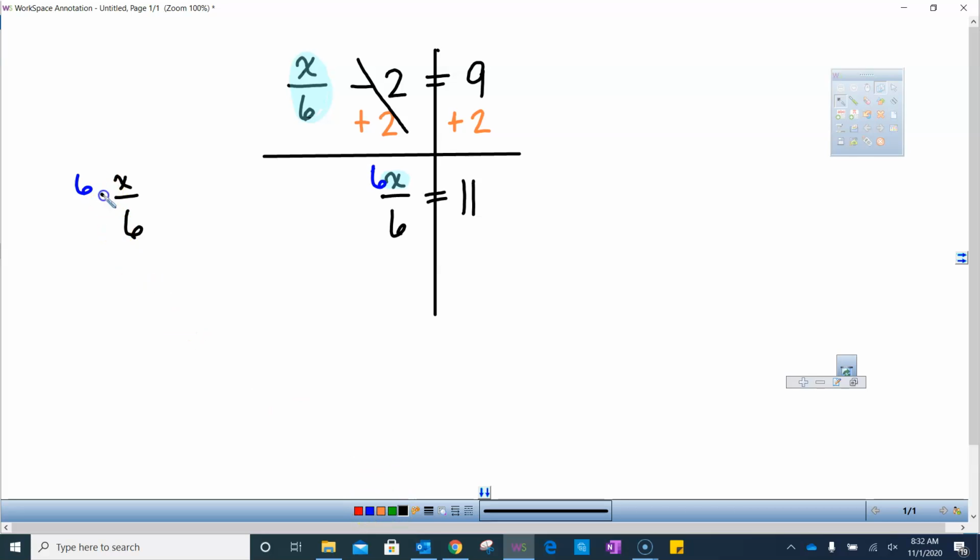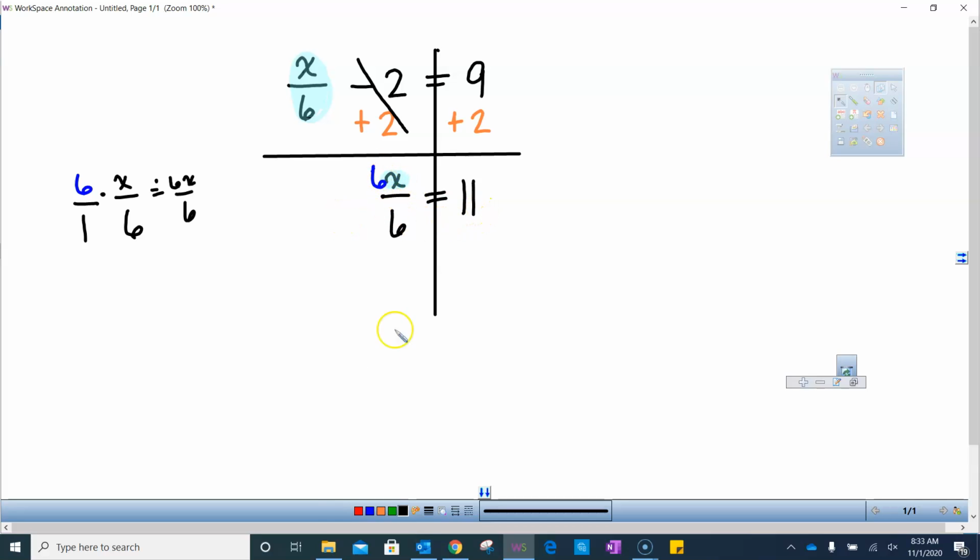I'll put a dot in between and show you how I ended up with just being able to sit it next to that x. This is 6. Since this is a fraction, I'm going to put this over 1. 6 times x is equal to 6x. 1 times 6 is equal to 6. So I get 6x over 6. And now I have that.